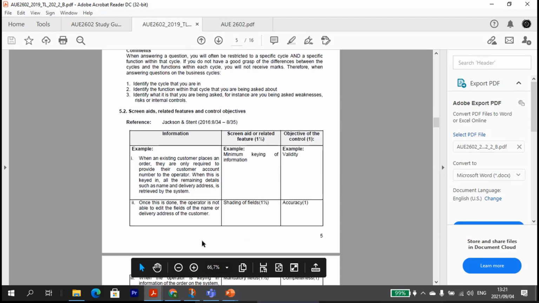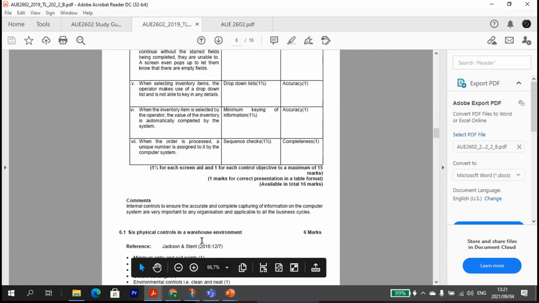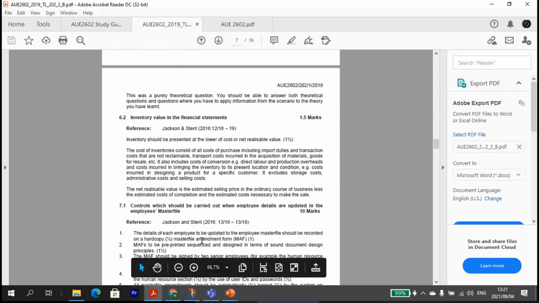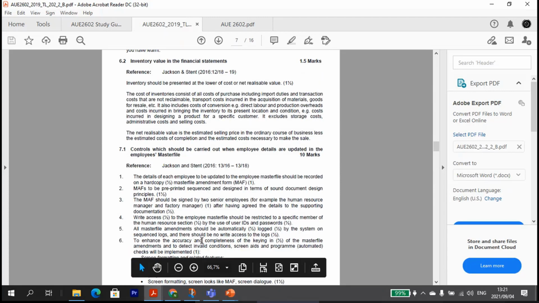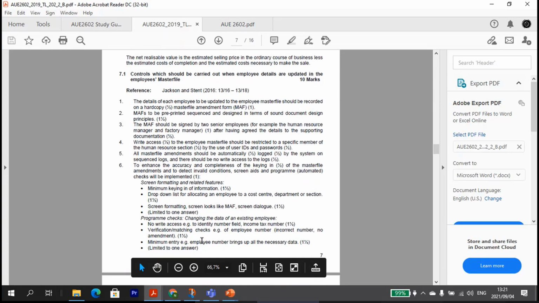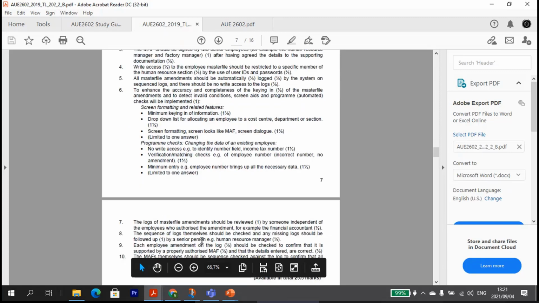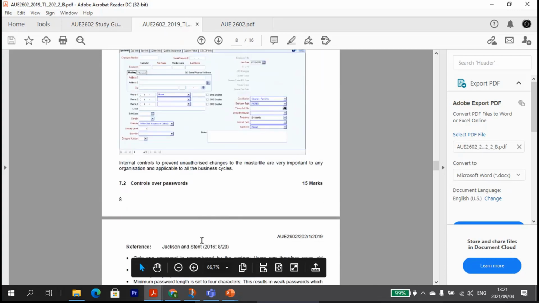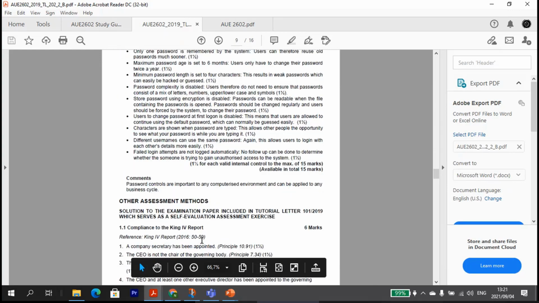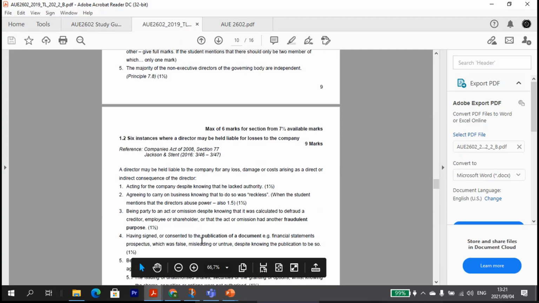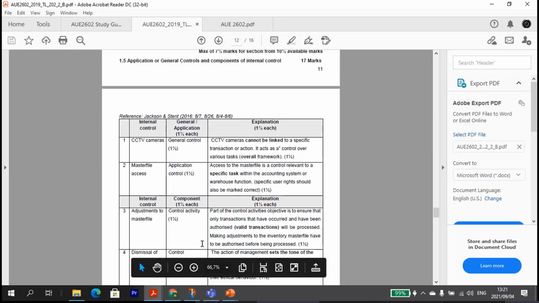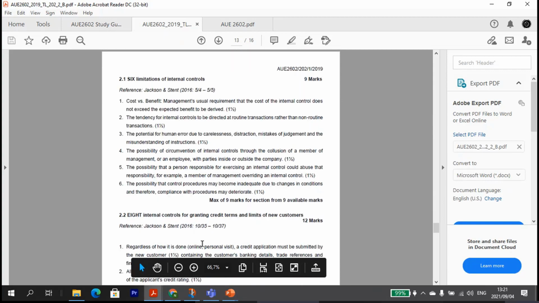So this master file also contains each employee's banking details. So you must also make sure that each employee is being paid into the correct bank account, according to what they've given you. And you don't use your own banking details to pay a fictitious person. I'm happy with that.